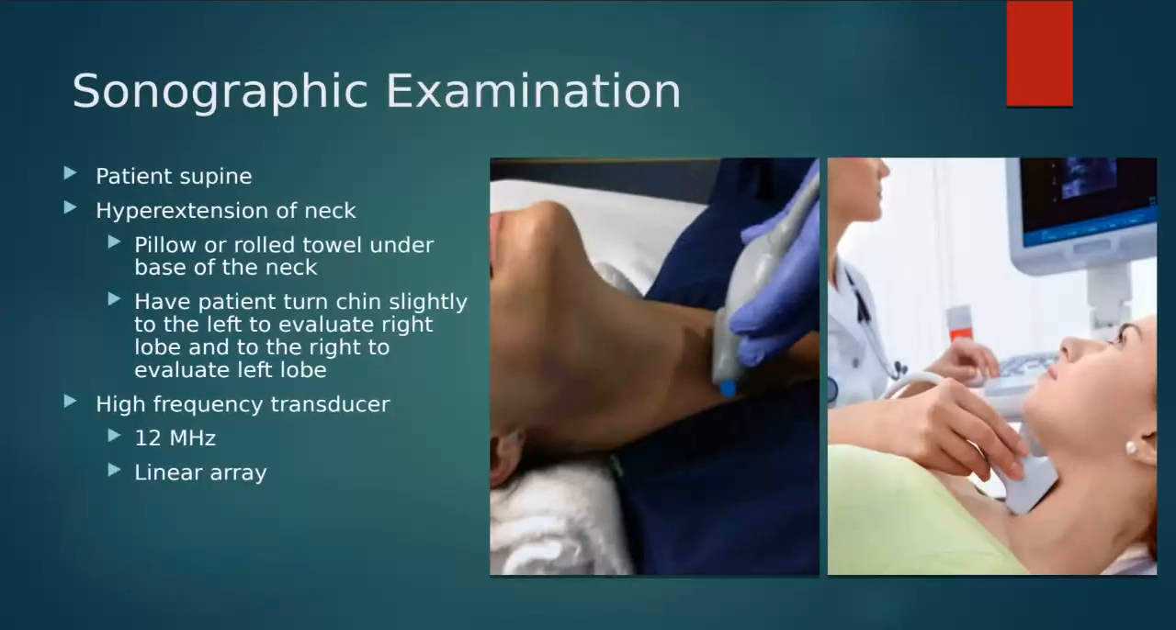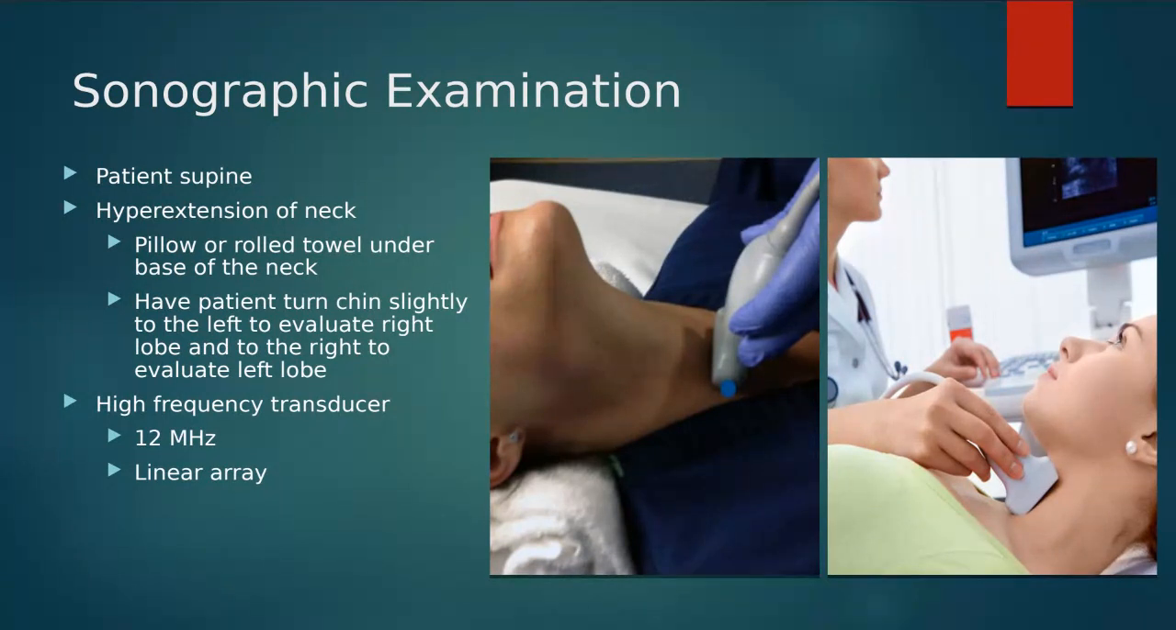Next, we have our exam. So what does our exam look like when we are performing a thyroid? Well, we want our patient laying down and we want their neck hyperextended. So if we look at our picture on the left side, that patient's neck is all the way up, right? Giving us a ton of room to work and navigate that transducer.